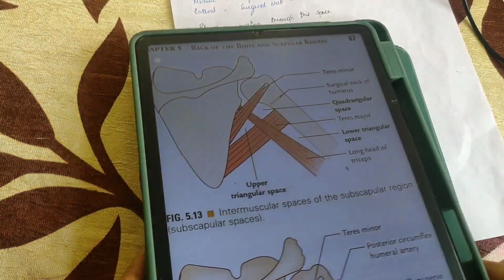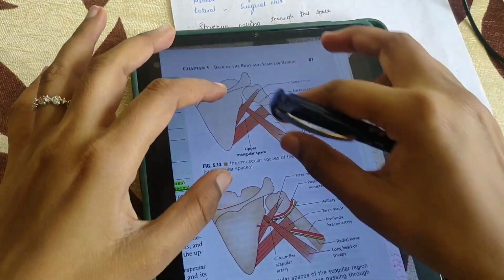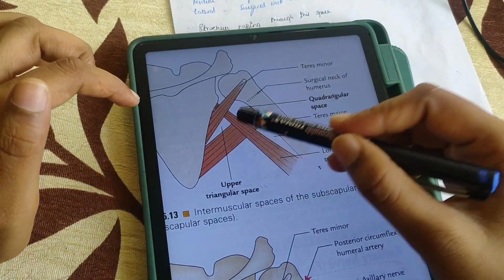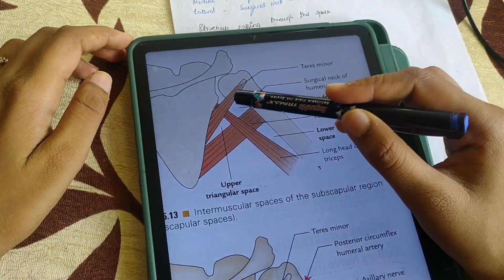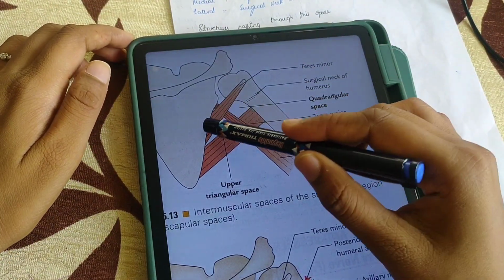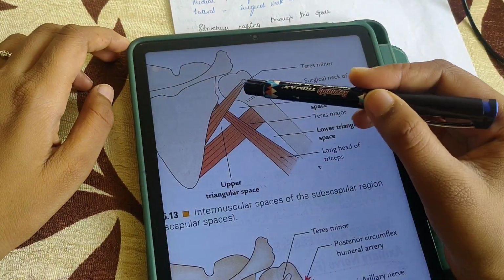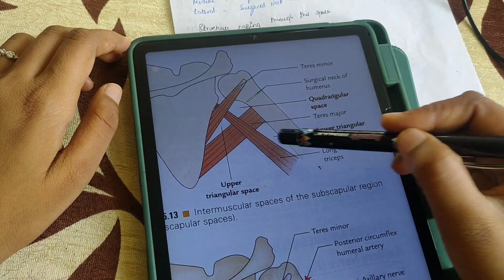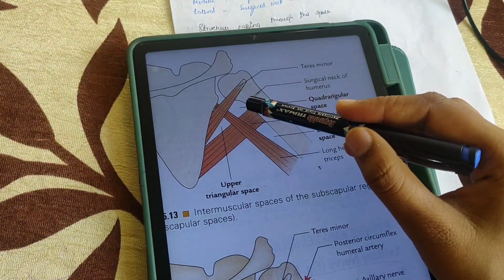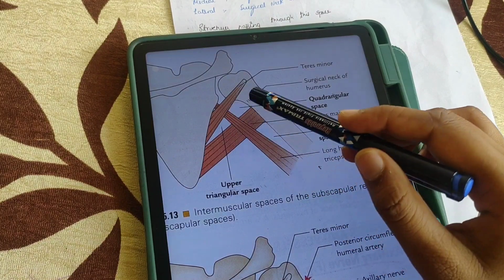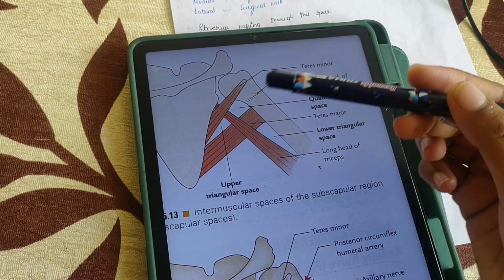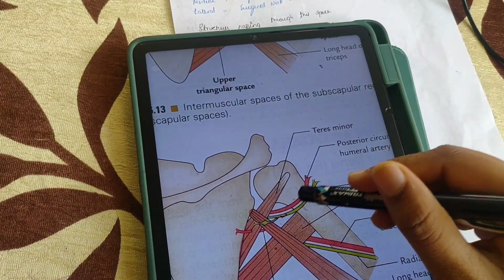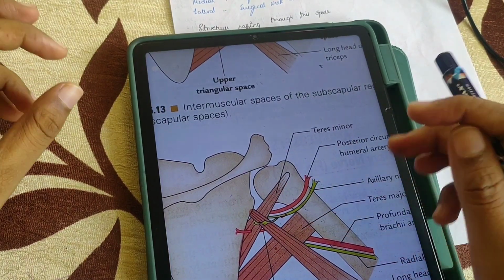So once again I will revise. There will be 3 spaces. These are also known as intermuscular spaces or subscapular spaces because they are present below the scapula. There is one quadrangular space and 2 triangular spaces, one upper triangular and one lower triangular space. Boundaries of the quadrangular space will be superiorly teres minor, inferiorly teres major, medially long head of triceps, laterally surgical neck of humerus. The contents will be the axillary nerve, surrounding the surgical neck of humerus, and the posterior circumflex humeral artery.